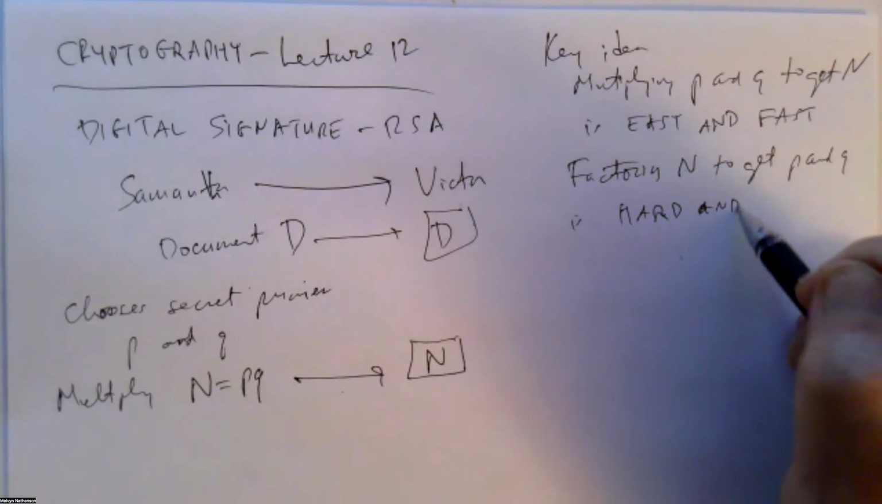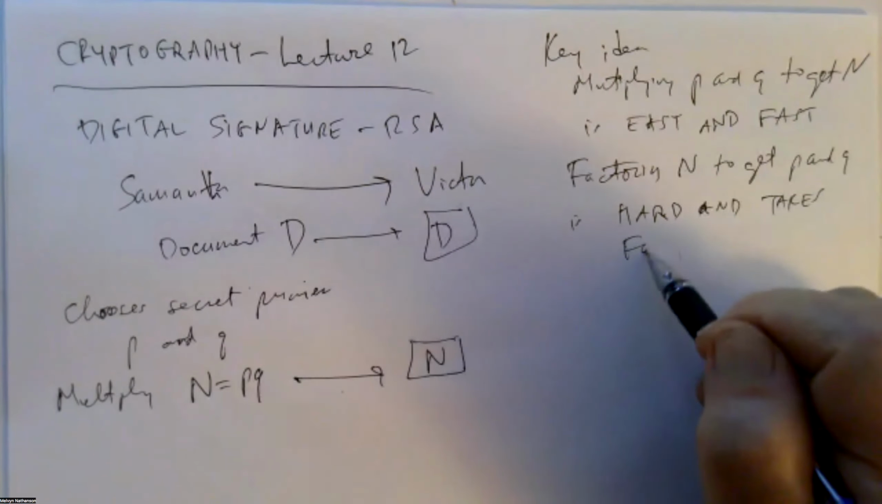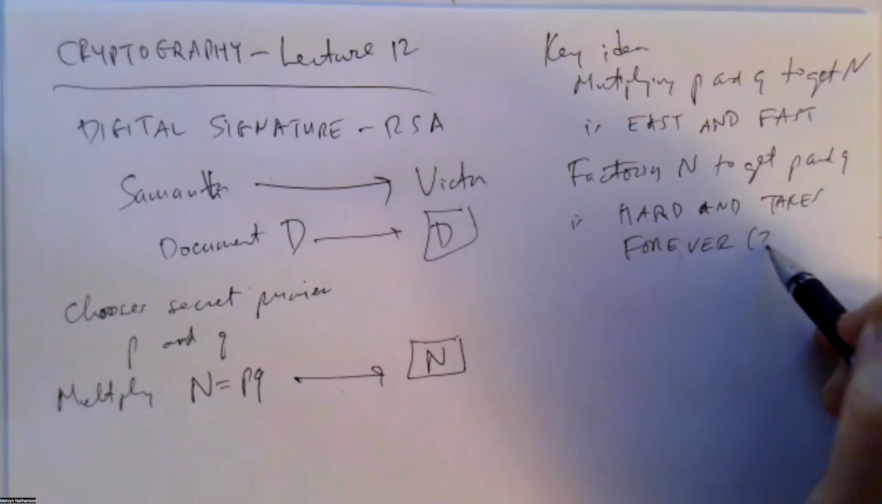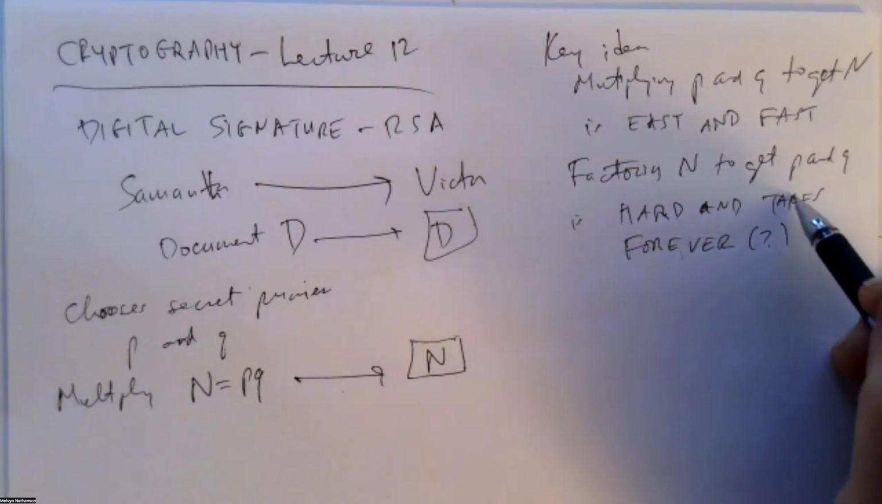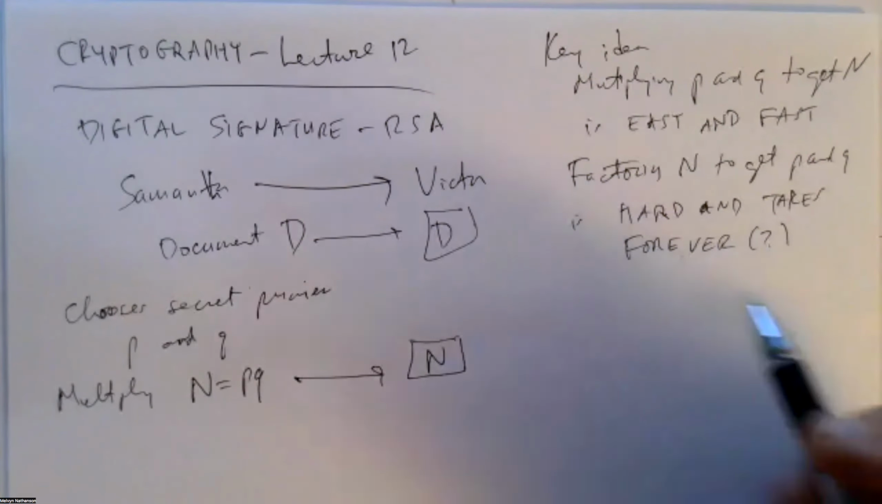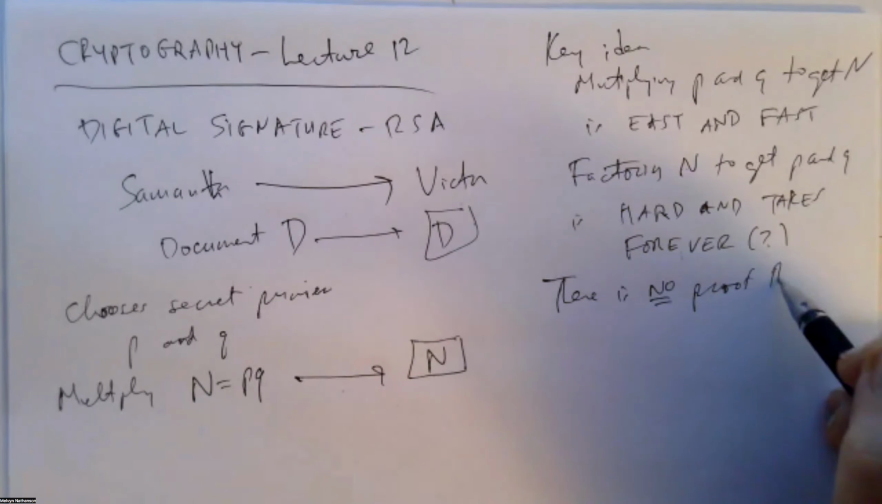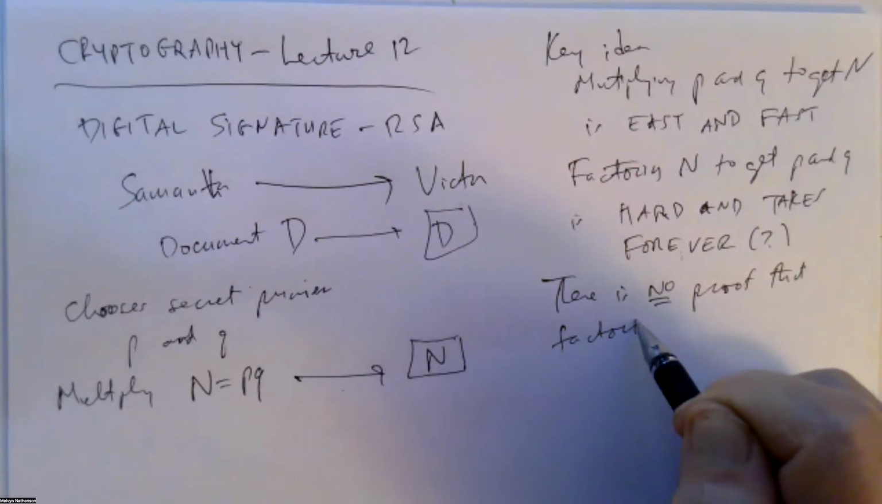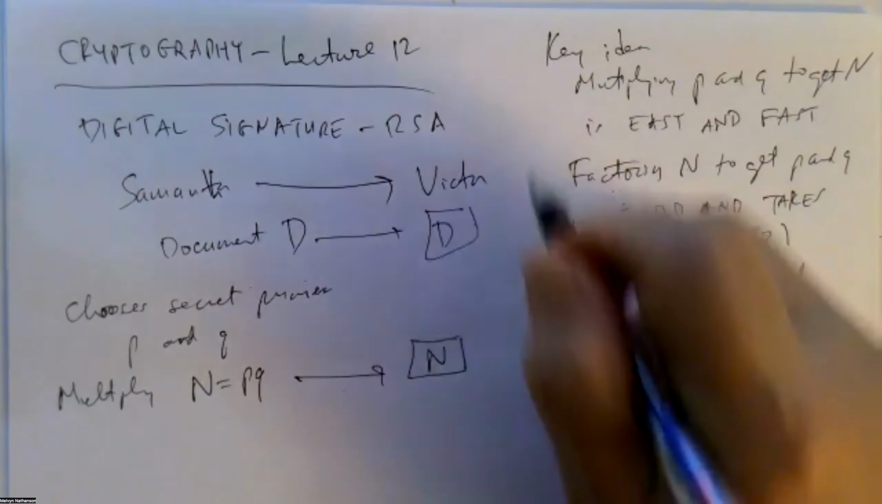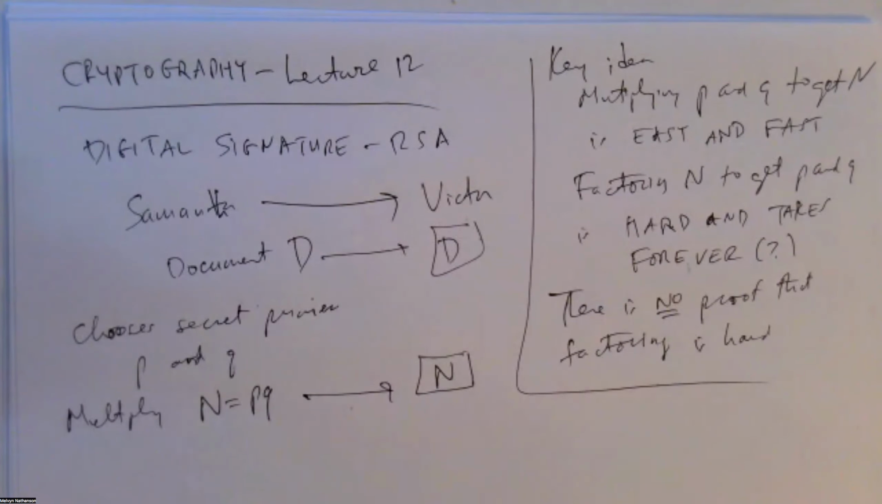and takes forever. And I put a question mark on "takes forever" as far as we know, because there is no proof that factoring is hard. Cryptography is based on problems that are hard to solve as far as we know. What that means is lots of smart people and lots of organizations that are well-funded and well-equipped and fully staffed have tried to solve the problems and not been able to.